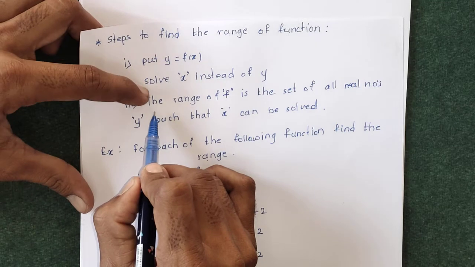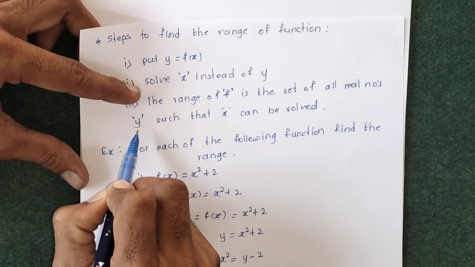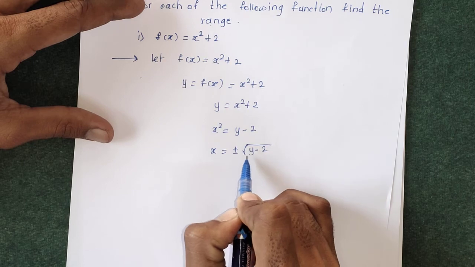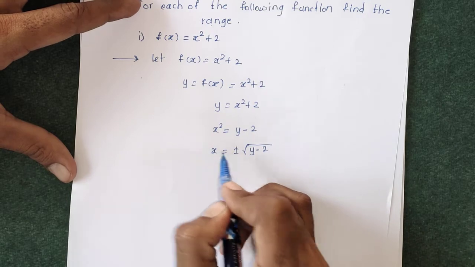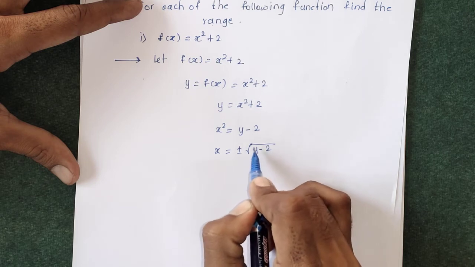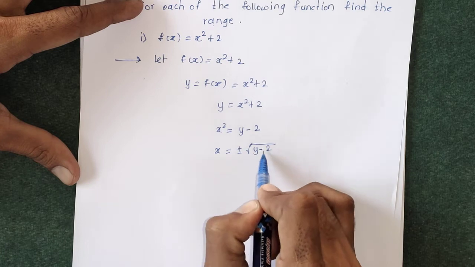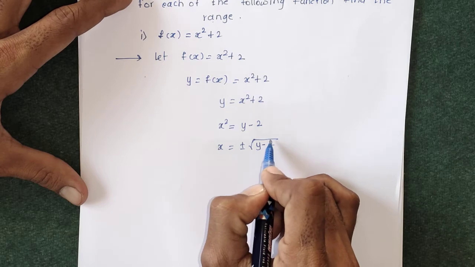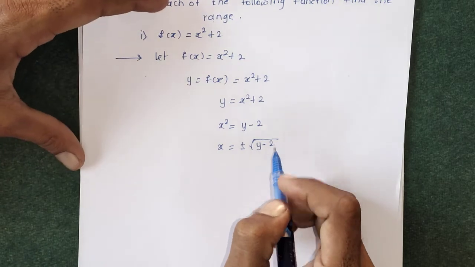We have to find the range of the function f. The range of f is the set of all real numbers y such that x can be solved. We have to find all values of y for which x can be solved. X can be solved means x can be a real number. This is possible only when the term under the root, y minus 2, is greater than or equal to 0. If y minus 2 is less than 0, then the square root of a negative number is not possible in real numbers.